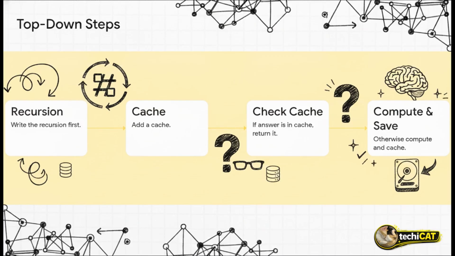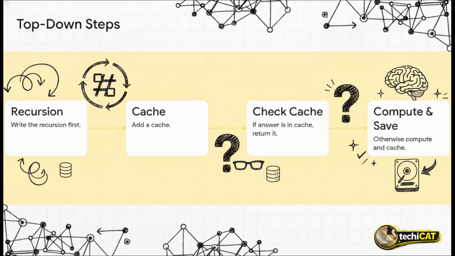Let's map out the logical steps so you can literally visualize writing this out. Step 1, write the basic recursion first. Seriously, don't even worry about optimization yet. Just get the brute force recursive logic down. Step 2, add a cache. Just pass a simple hash map or dictionary into your function parameters.